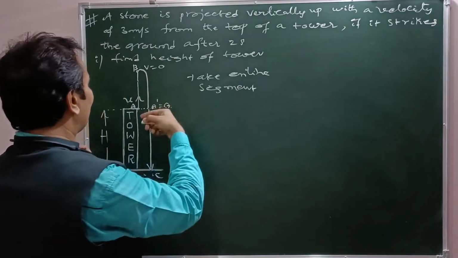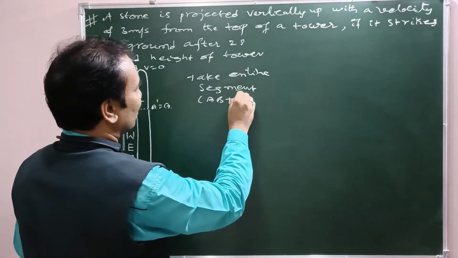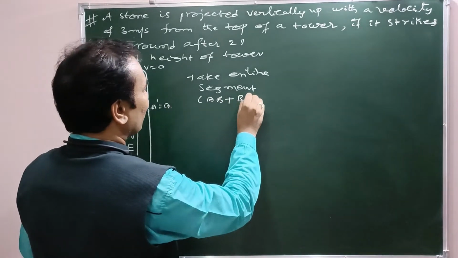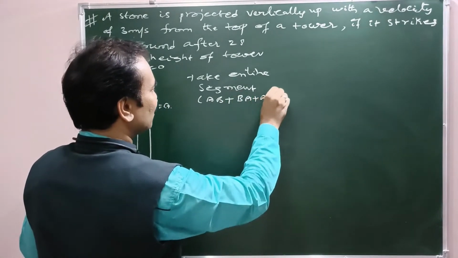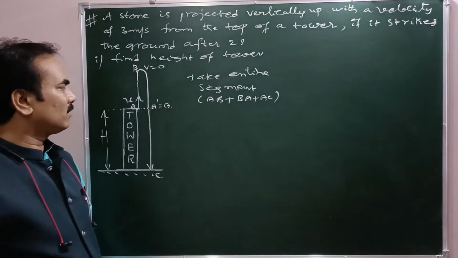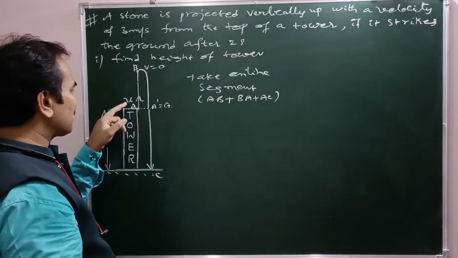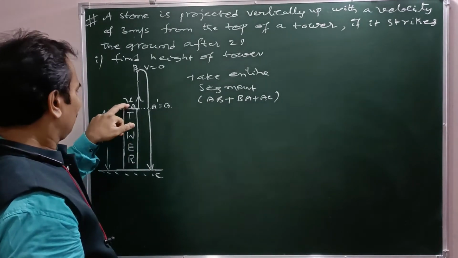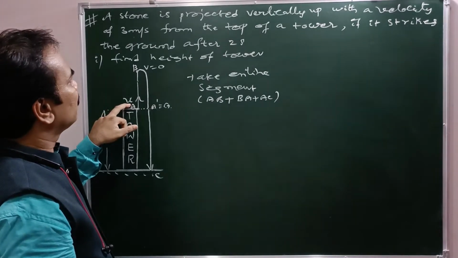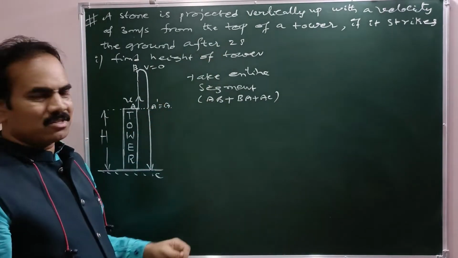That is AB plus BC, that is AB plus BA or A dash plus AC, like that. Otherwise A dash. You have to consider the entire motion. So in this entire motion, what is the initial velocity? U. Initial velocity is U. Time taken is 2 seconds.